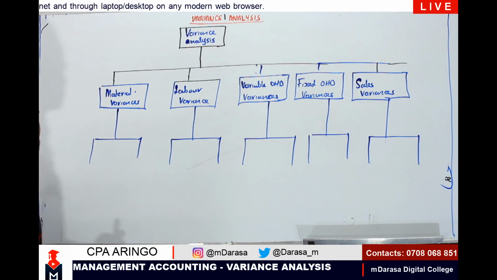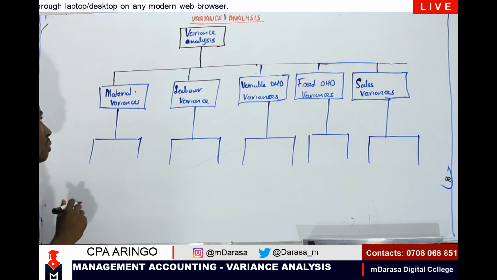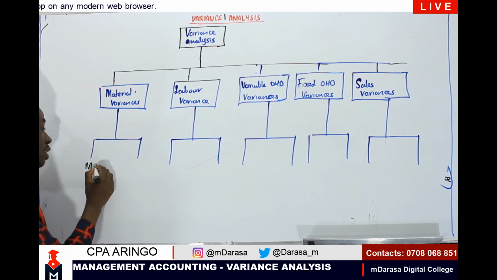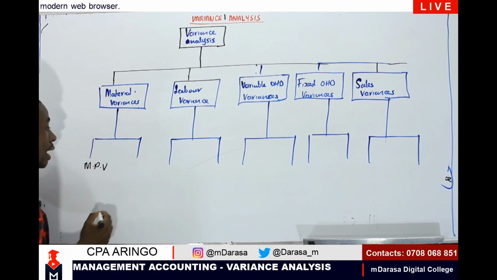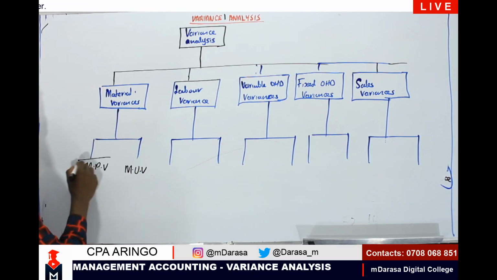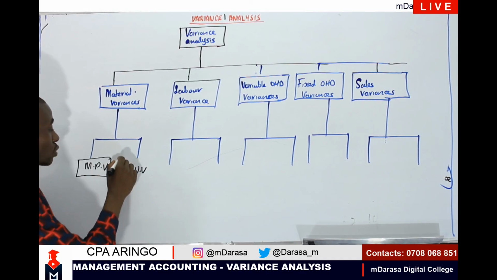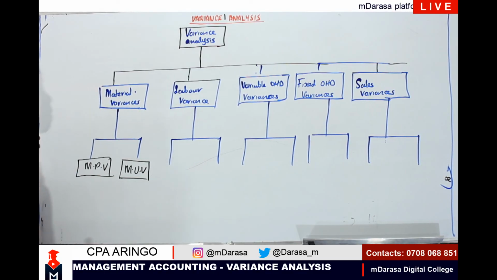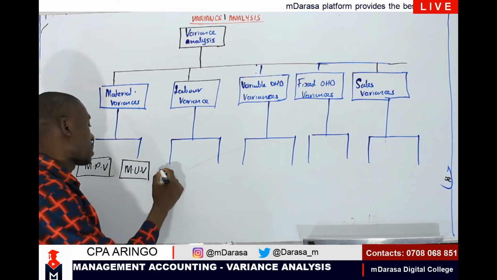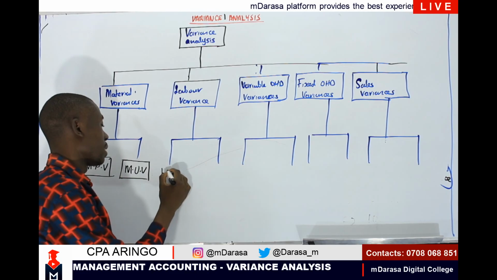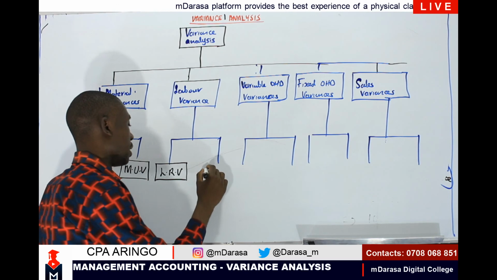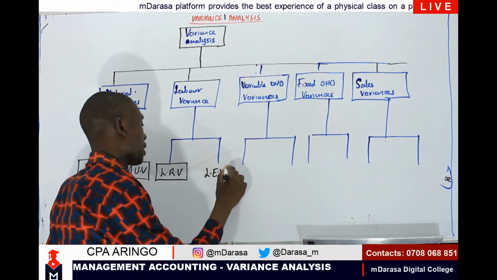On category number 1, we'll be looking at material price variance and material usage variance. Remember, we are going to look at this deeply, so this is just a matter of you understanding it well. Labor variances, I'll be looking at it in two perspectives: labor rate variance and labor efficiency variance.